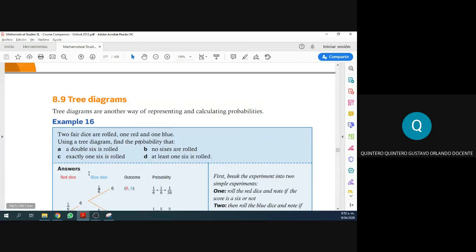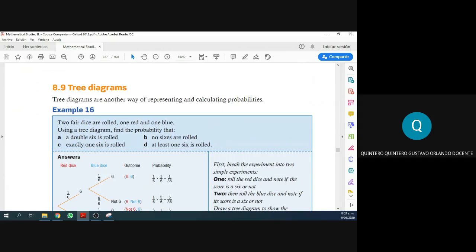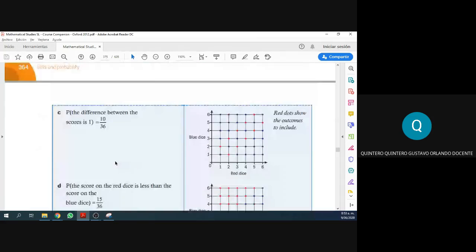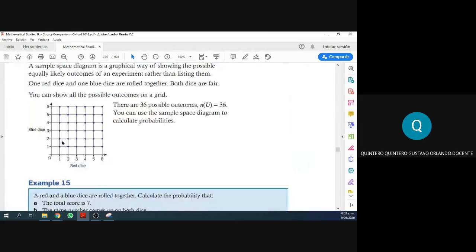Now, how did you create this diagram? Let's look at the questions. For the first question, we want a double 6 to be rolled. What is the probability of that? We can find this probability with a sample space diagram. It is right here. This little dot in here: 1 over 36. From there, we can see that.